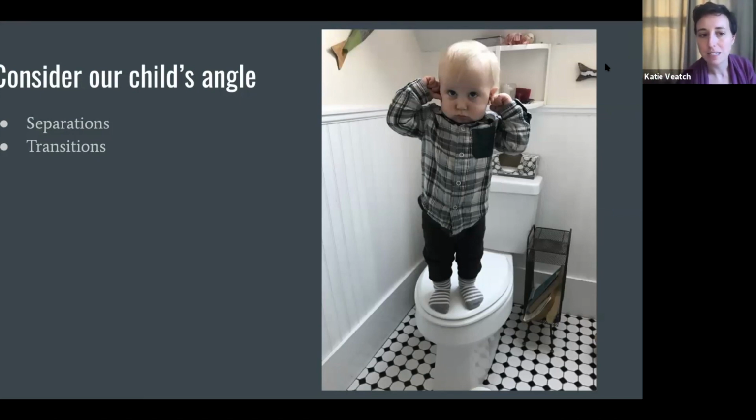But this means that transitions are really hard for them. It's hard for them to think about doing the next thing when they just want to be doing the thing that they're doing. Also, they don't have a lot of control over the environment. When we tell them we have to leave the house in 10 minutes because we have a doctor's appointment, they can't just be like, no, I'm not going. We're going to pick them up and take them if we have to. And that's really hard.